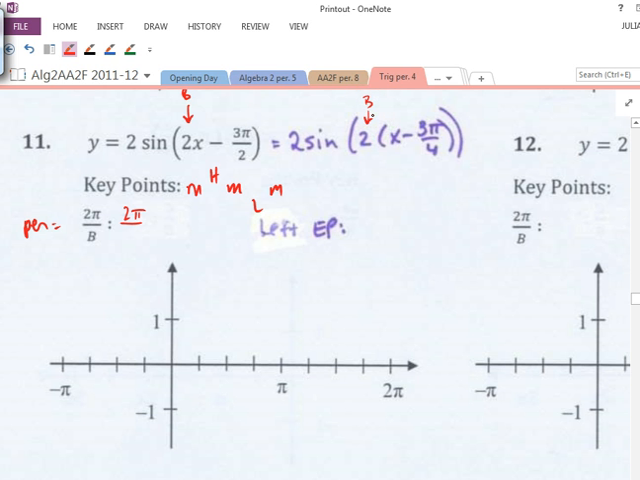Okay, that's B. Yeah, we went to 11. Okay? So guess what? Your period's shorter now. The cycle's moving twice as fast, which shortens the period. Period's only pi now.